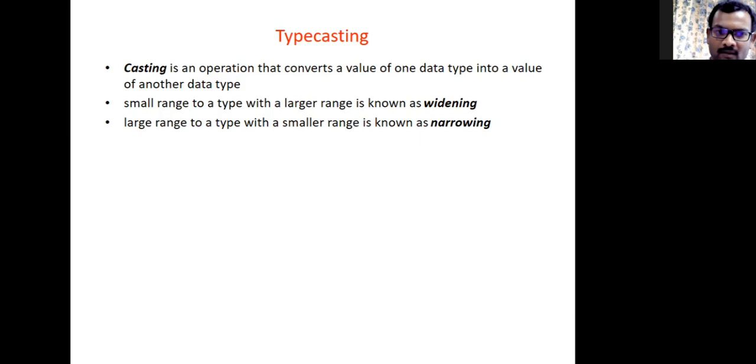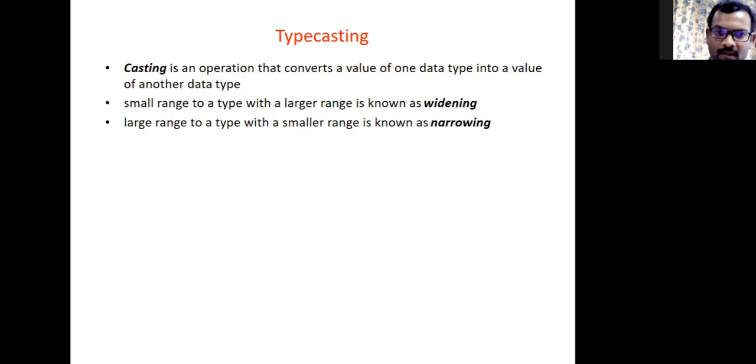Converting a small range of values into a larger range of values is called widening. For example, suppose there is an integer value which takes 2 bytes, and you want to store the integer value into a long type of value which occupies 4 bytes. That means you can store smaller range values into larger range data types. So an integer you can store in a long type of value, that is called widening.